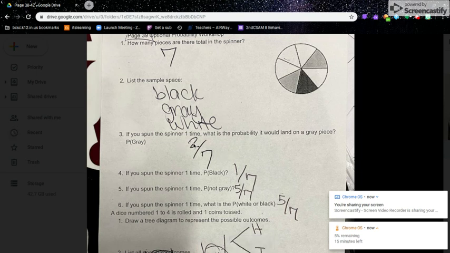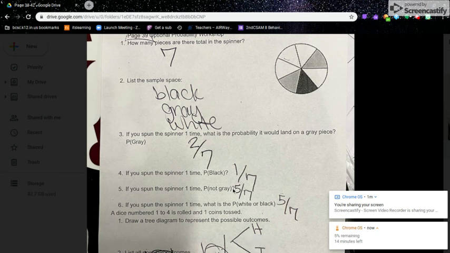If you spun it one time, the probability that it would land on gray, remember, probability is how many give you what you want out of how many total. There are 2 gray out of the 7 total, so there's where we get 2 out of 7. This is an abbreviation for saying the probability of spinning gray. So when you go down to number 4, if you spun the spinner one time, again, this is going to mean the probability of spinning black. You look, there's 1 black, so that's how many give you what you want out of how many total? 7. So that's why that one's 1/7.